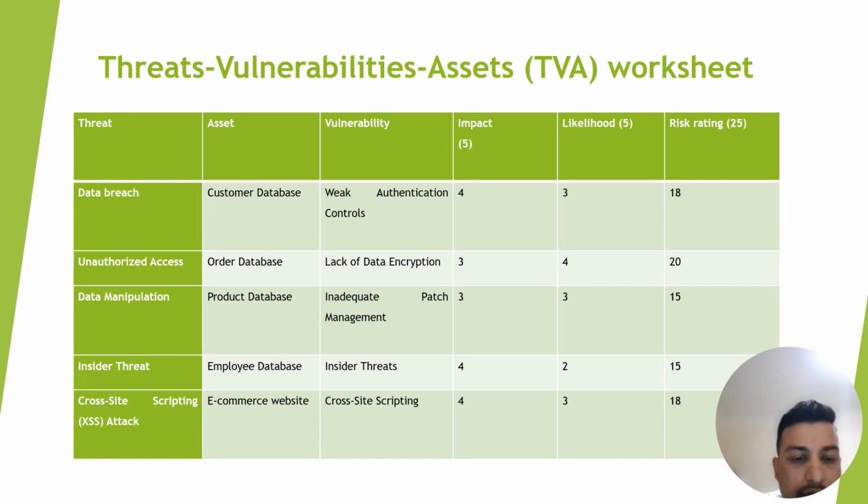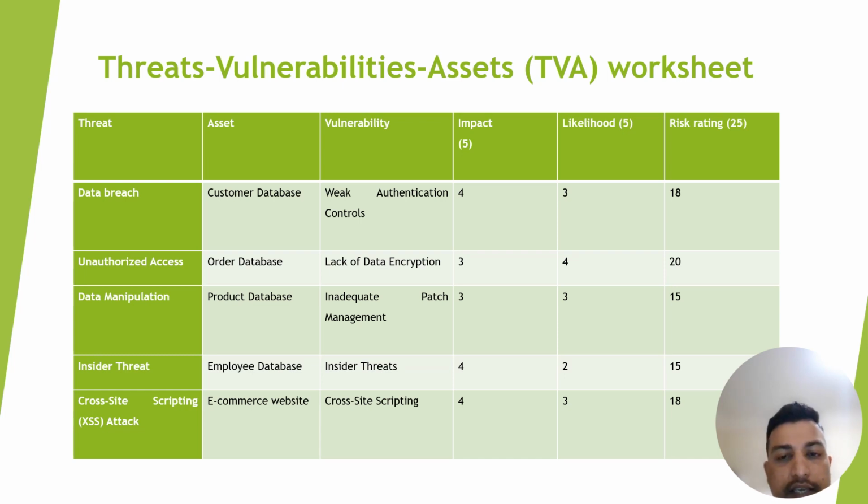Let's move on to our next slide, which is the threat vulnerabilities assets, in short TVA worksheet. As you can see in the worksheet, we have got the customer database, order database, product database, employee database, and e-commerce website, same as before. So the new thing here is the impact, likelihood, and risk rating.